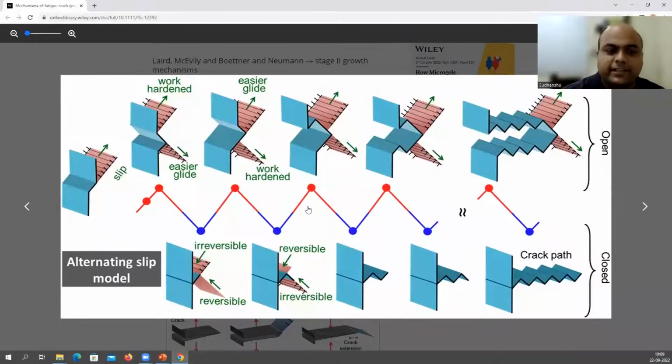Now this is the alternating slip model. You have this crack, which is in blue. One slip system is activated in half of the cycle. Now it gets work hardened, then another slip system gets activated, which is written as easier glide. During unloading, you are going to close the easier glide emission, which has already occurred, and that will lead to the extension of the crack. This process is going to repeat again and again, and for each cycle you are going to form a striation.